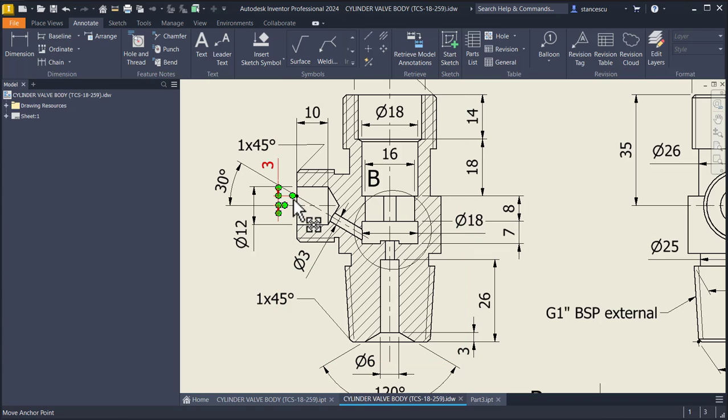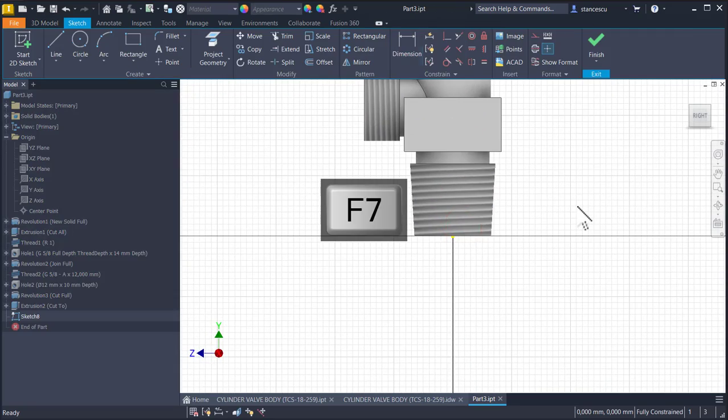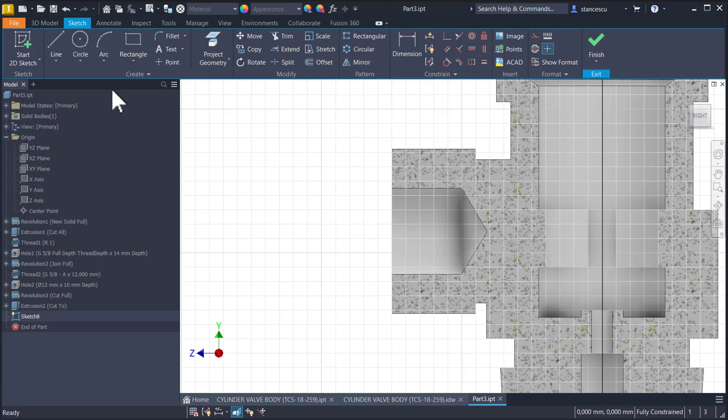We take care with dimensions. 3 millimeters is this point, and 30 degrees is the axis. Okay, the plane is again this one. F7, we draw a short line here. This is construction. Also this is construction. And we draw that line. That line is this.